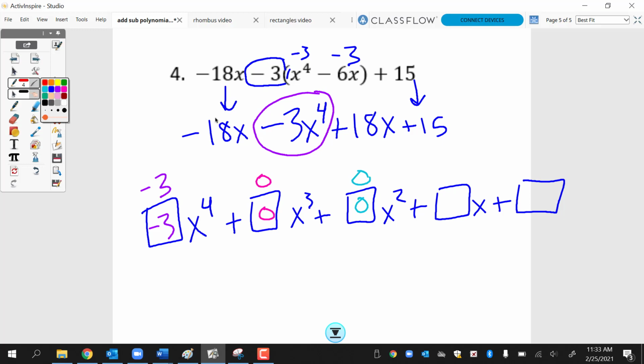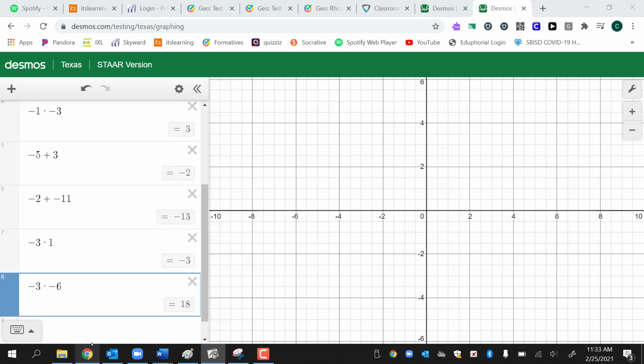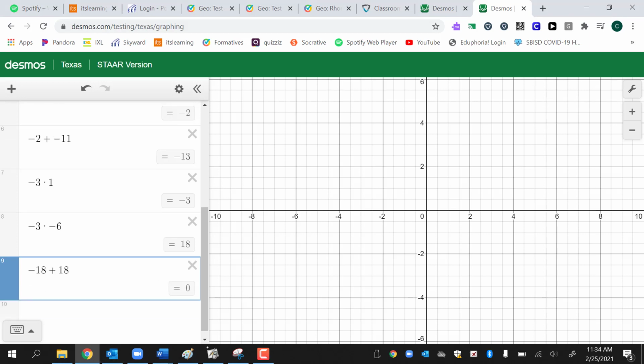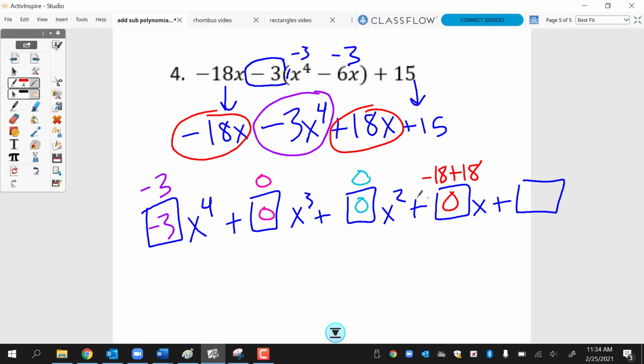My x numbers, well, I have some of those. I have a -18x and a positive 18x. So -18 plus 18, we're going to type that in Desmos. -18 plus 18 is 0. Oh my gosh, that's okay. 0. And then my naked number, I only have one of them, positive 15. So I put it in there. Great.